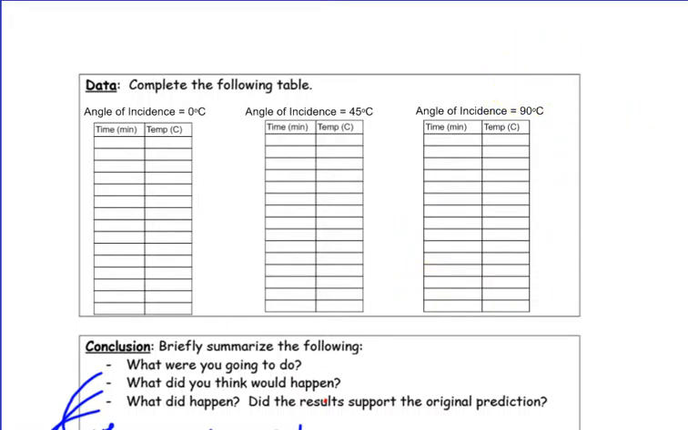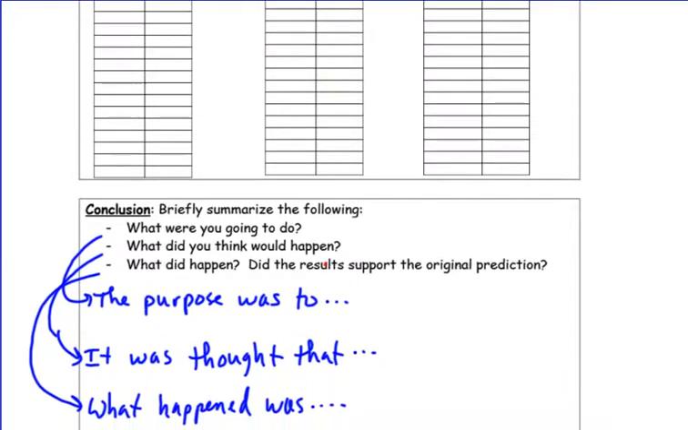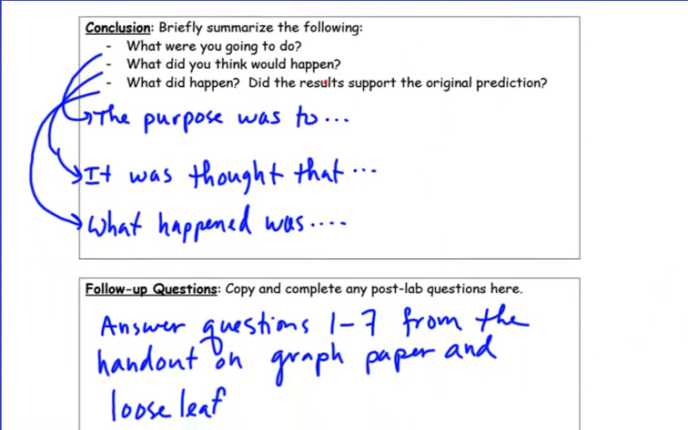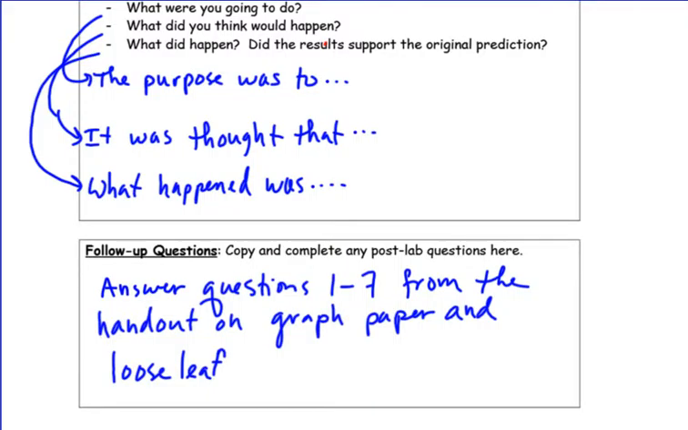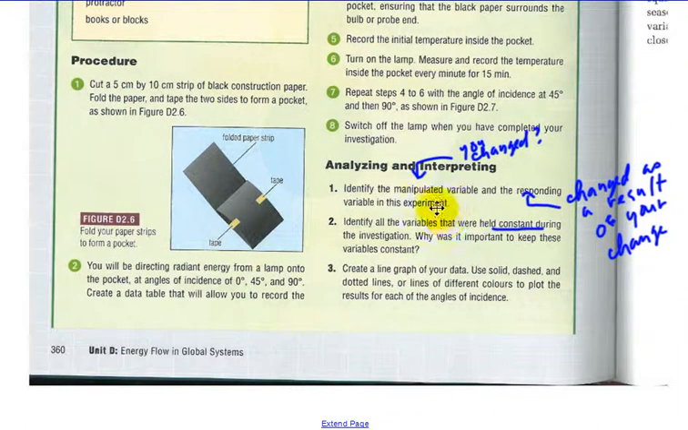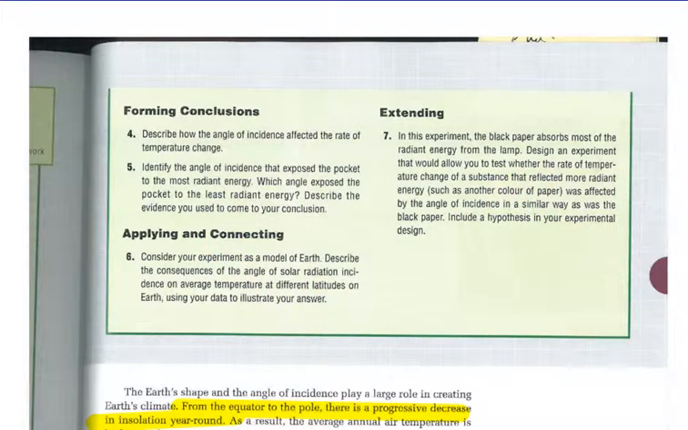Then lastly, the conclusion as we always do it. What were you going to do? What did you think would happen? What did happen? The purpose was to... It was thought that... would happen, and then what actually happened? Was your original prediction right or wrong? And then lastly, answer your questions 1 to 7 from the handout on the graph paper, or loose leaf. Likely loose leaf would work out really well. Those 7 questions, of course, are these ones here that I just referred to: 1 to 3 and 4, 5, 6, 7.